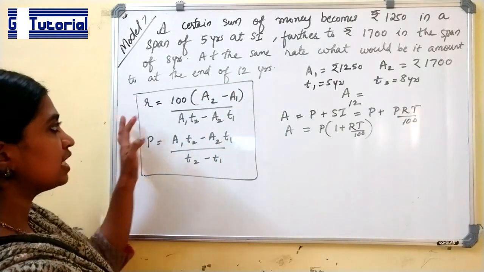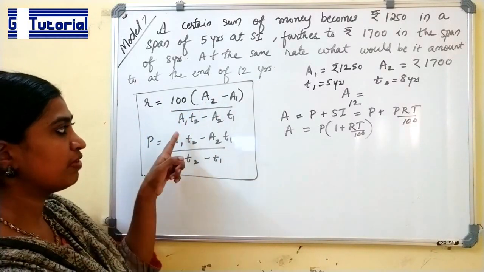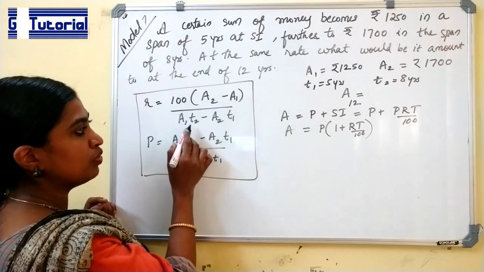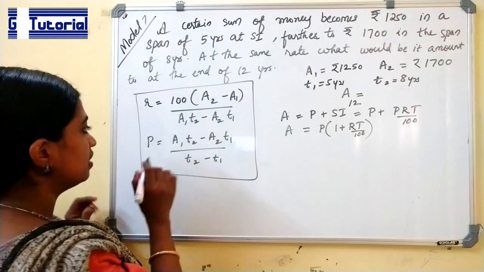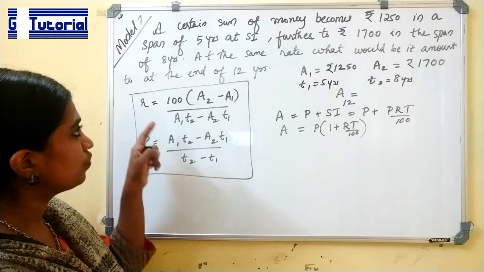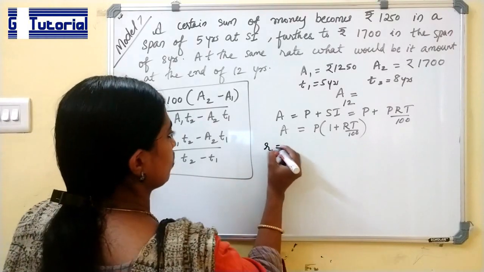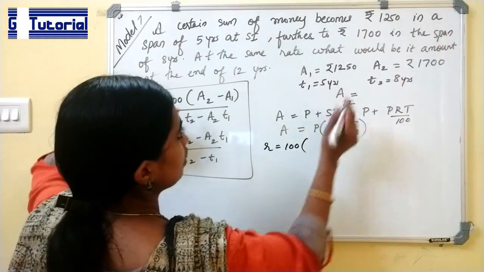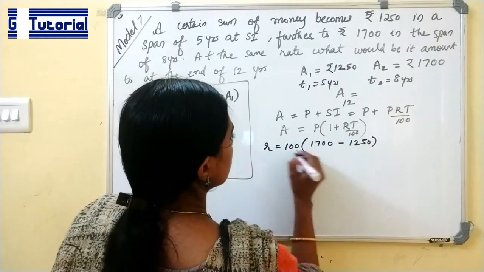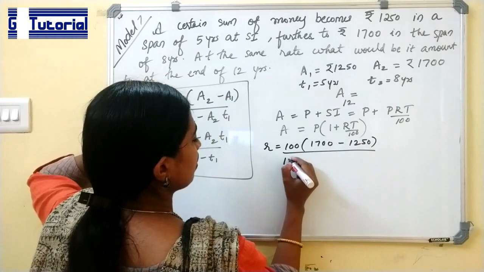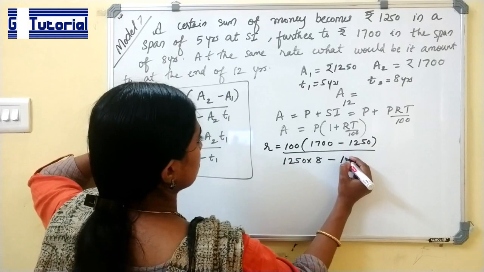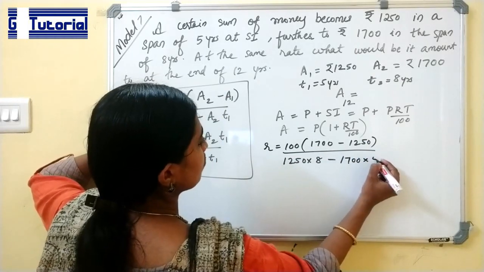principal. Rate is equal to 100 into (A2 minus A1) by (A1 T2 minus A2 T1). A1 is the first amount, A2 is the second amount, T1 and T2 are the respective years. And principal is given by (A1 T2 minus A2 T1) by (T2 minus T1). To find the value of rate, rate is equal to 100 into A2 minus A1, that is 1700 minus 1250, divided by A1 is 1250 into T2 is 8 years minus A2 is 1700 into T1 is 5 years.